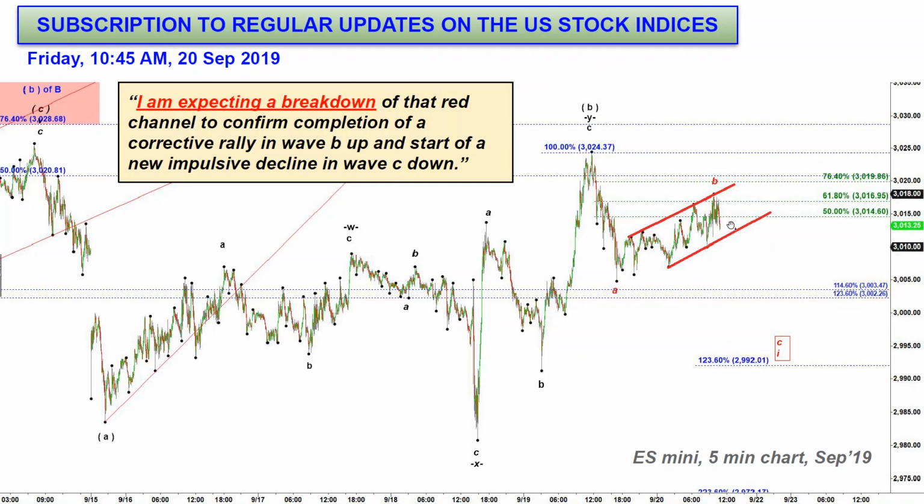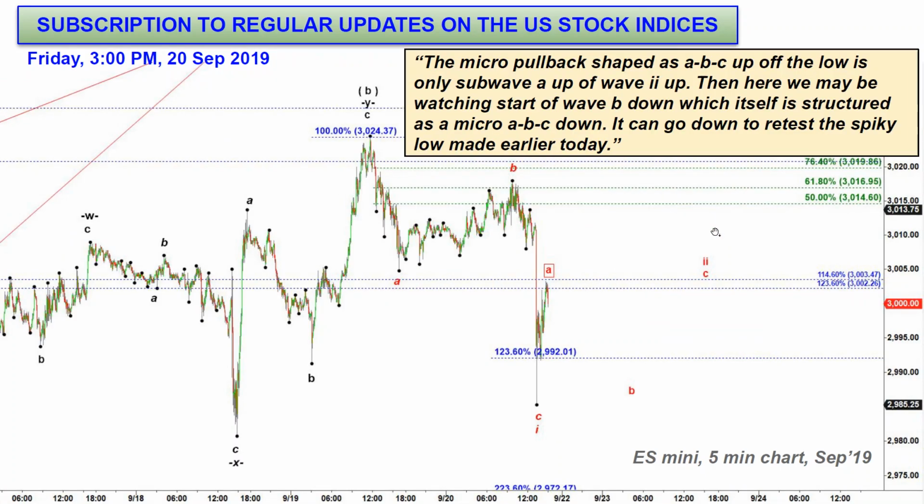It dropped. But even at 10:45, bulls just kept holding the market. And again, I sent out another note saying I'm expecting a breakdown of that red channel to confirm completion of a corrective rally in wave B up. I was thinking about that wave B up and the start of a new impulsive decline in wave C down. Boom! You know what happened next. We were here at 11 a.m. and then we just got a really impressive drop. You know what happened to those puts. They just went up like crazy.